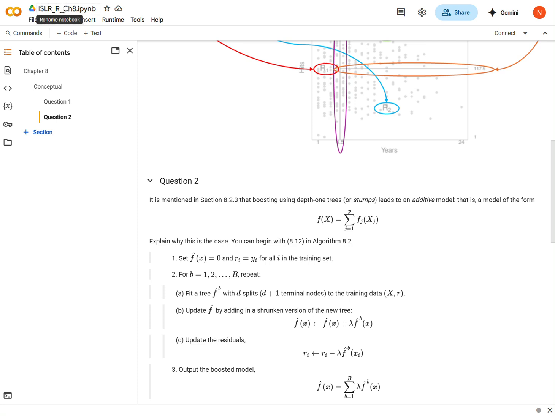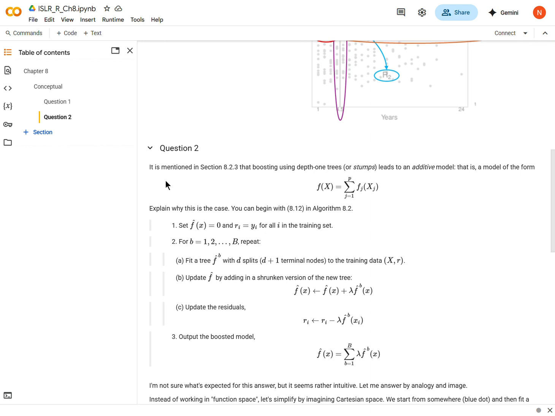Introduction to Statistical Learning, Chapter 8. And we're in the conceptual questions, question 2. Okay, so this is the question right here.